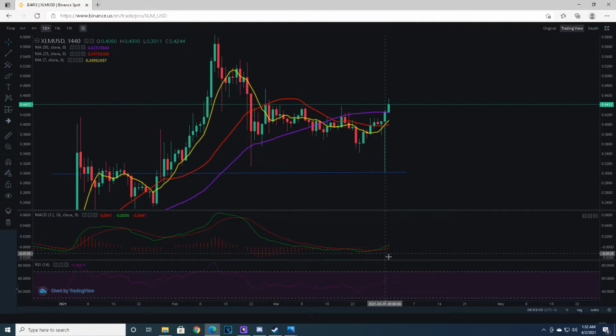This was the third day after the cross. But look at it. It's the day that the 7-day crossed back above the 25, and now we're trading back above the 50. The next day, 7 came back up, crossed the 25. 7 is going to cross the 50 again, and we're going to be right as rain. We're going to be out of the potential downtrend, and XLM is going to make a run. I don't know how much, but XLM is going to make a run.